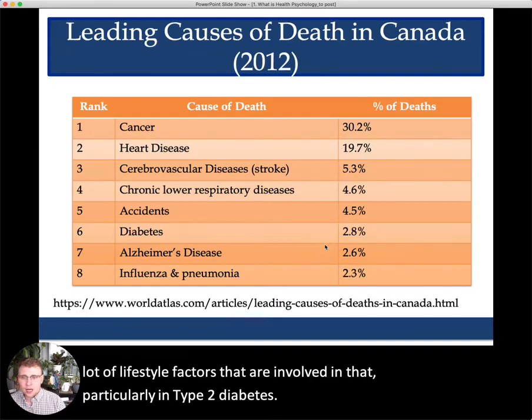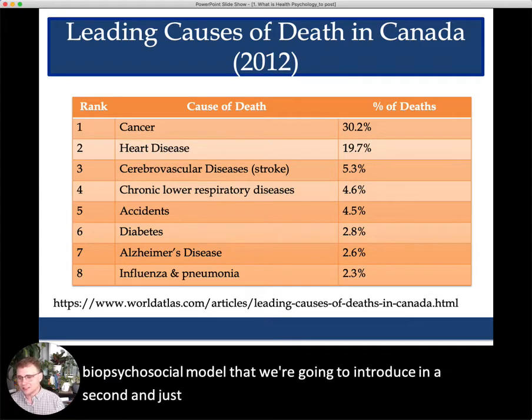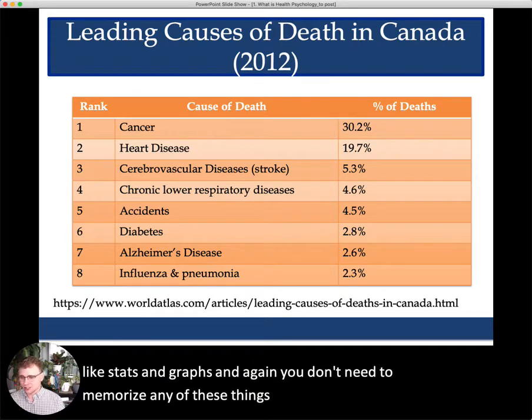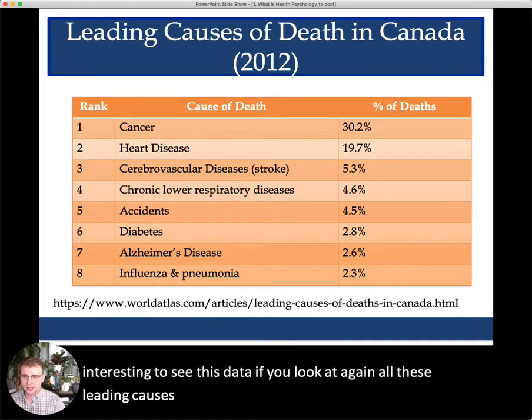And so this is part of what spurs the need for the biopsychosocial model that we're going to introduce in a second. And just to give you a few more stats, you can tell I like stats and graphs. And again, you don't need to memorize any of these things, certainly, but it's just interesting to see this data. If you look at, again, all these leading causes of death in Canada, many of them do have behavioral factors that are involved in them.